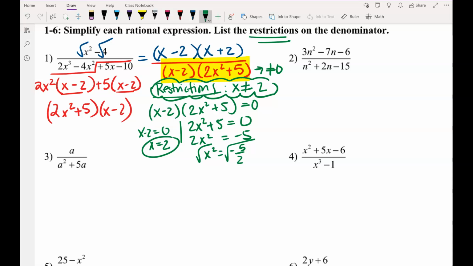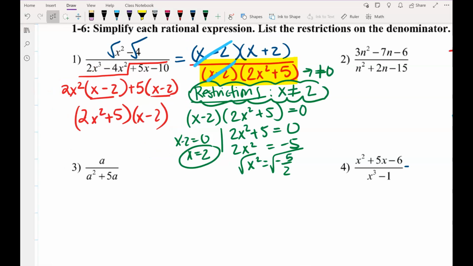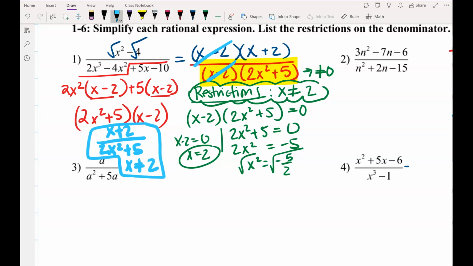Now we can reduce. This is my favorite part because this is the part where I can cancel out a bunch of stuff. Okay, bam, bam. Well, in this case, I can only cancel out x minus 2. All right, so let's write down the answer. It's just going to be x plus 2 divided by our denominator. Then normally I write the restriction right under my simplest fraction as well.